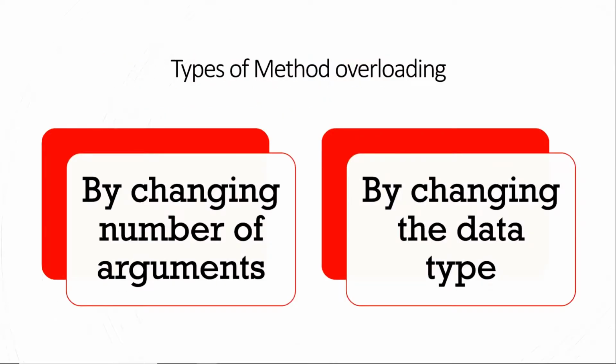There are two types of method overloading. One is by changing the number of arguments and the other is by changing the data type. Changing the number of arguments means we will have different parameters for different methods. And changing the data type means we'll change the data type here. So let's check both of them on our IDE.